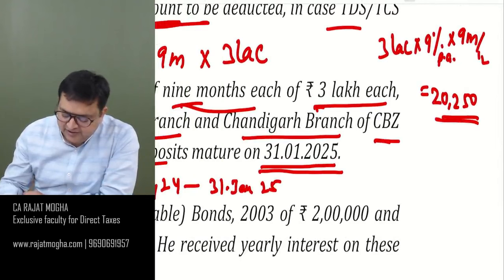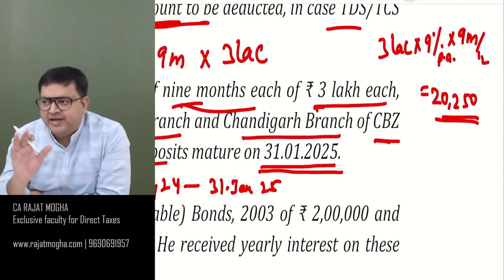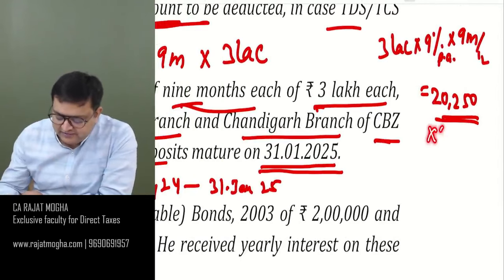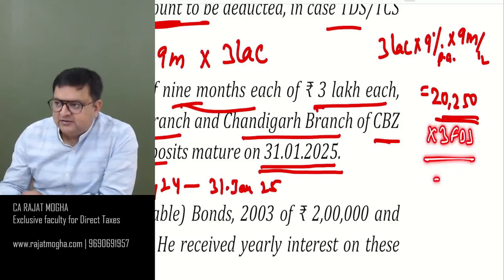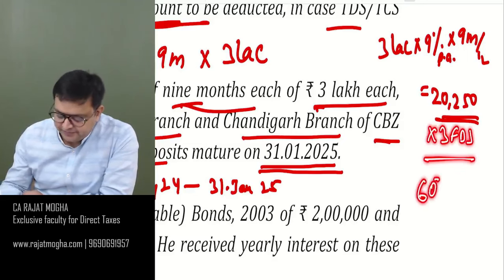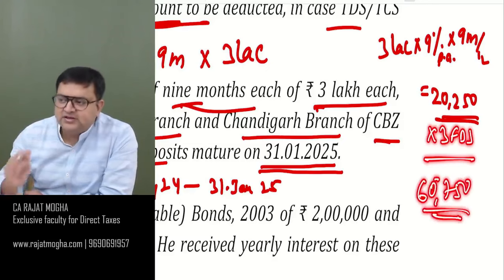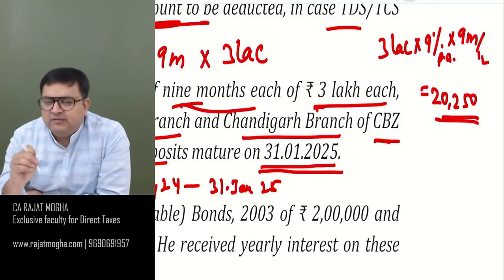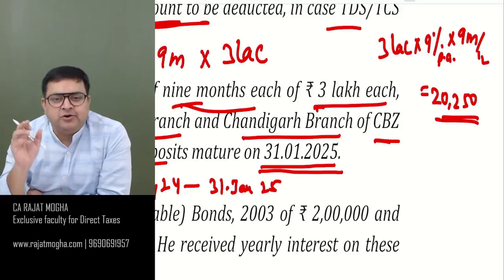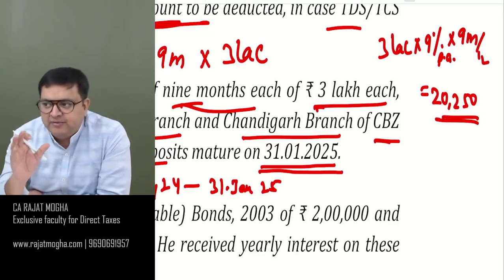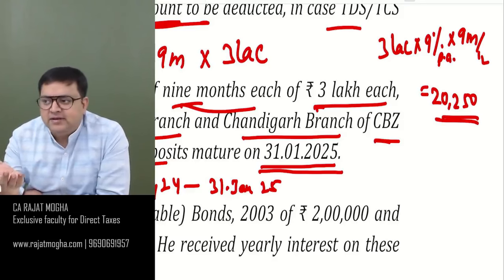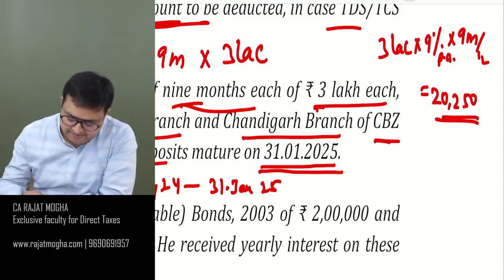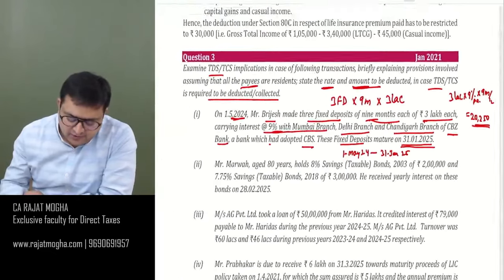Guys, on one FD, you told me 20,250. Everybody agree? Now on 3 FDs, how much would be the interest? 60,750, which is more than the threshold limit. Now tell me whether TDS would be applicable or not. Yes, applicable. It is more than 40,000 rupees. TDS would be applicable. Now, how you will write it?